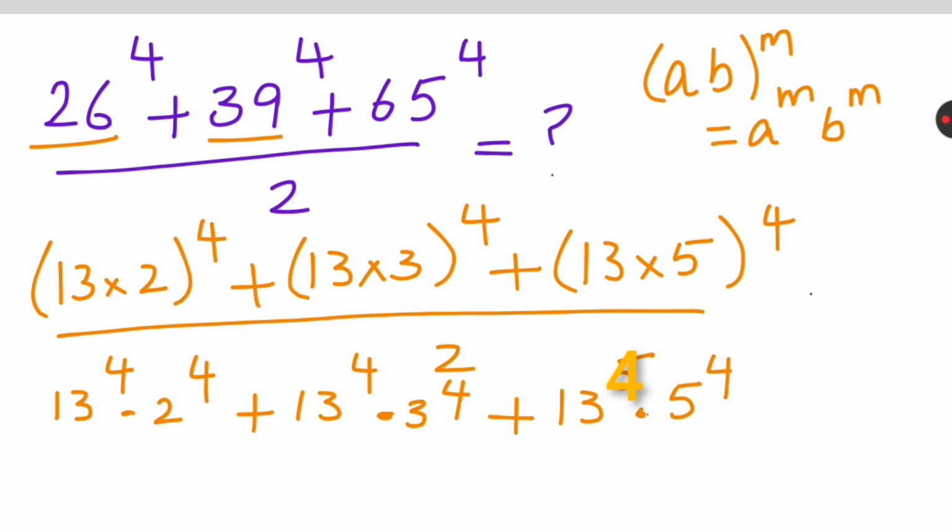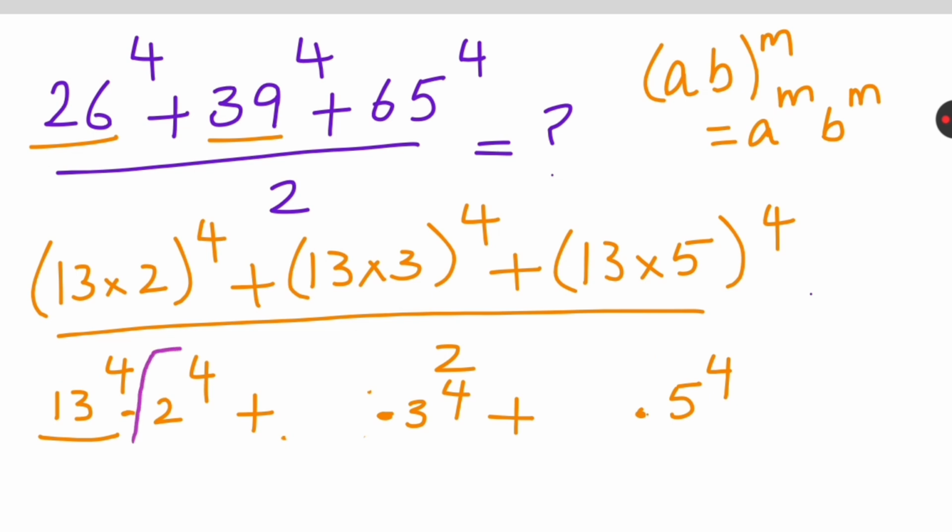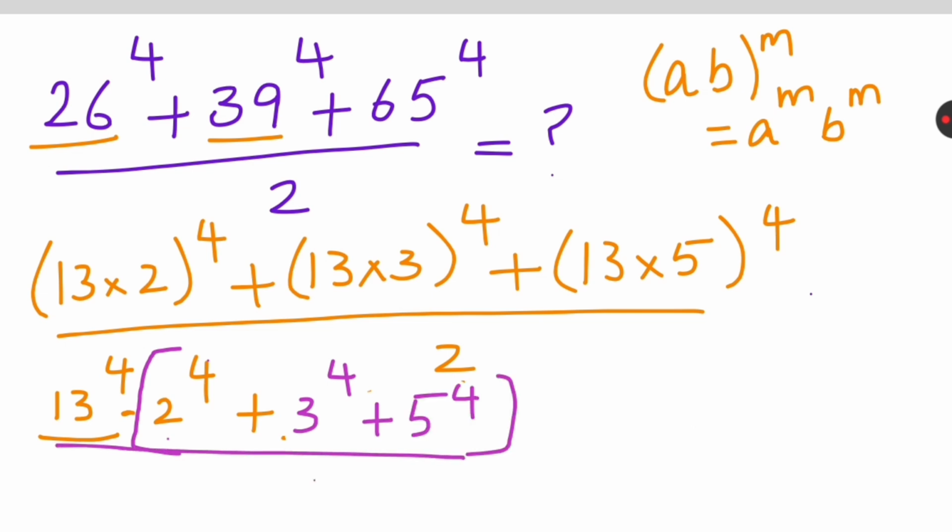Isn't it? So in the numerator we have 13⁴ common, so let's take it as common. If you take 13⁴ as common, you'll have 2⁴ plus 3⁴ plus 5⁴ over 2. So that is equal to 13⁴.